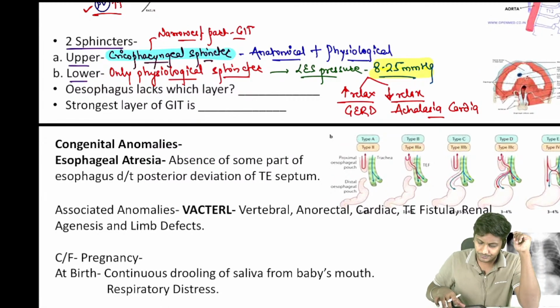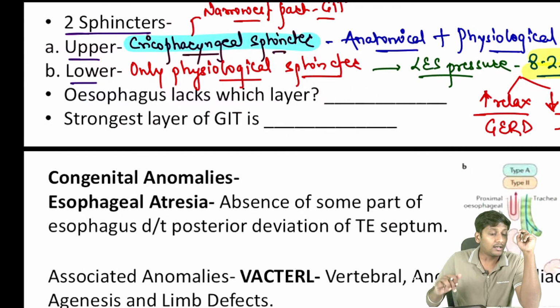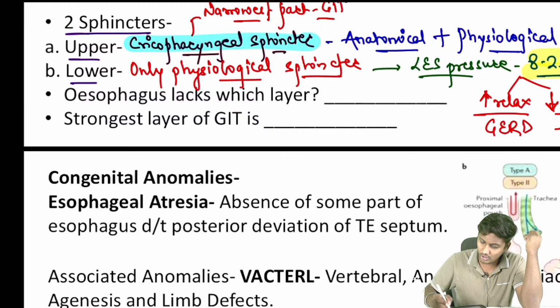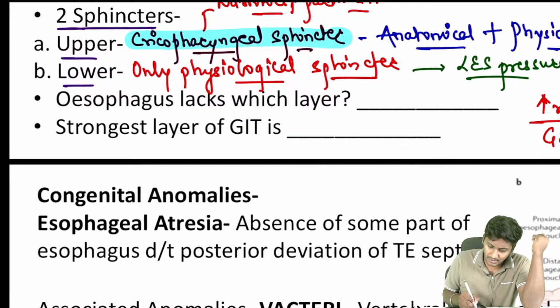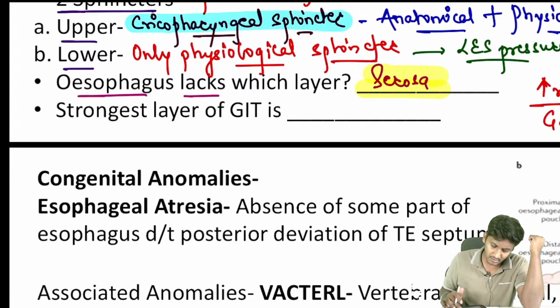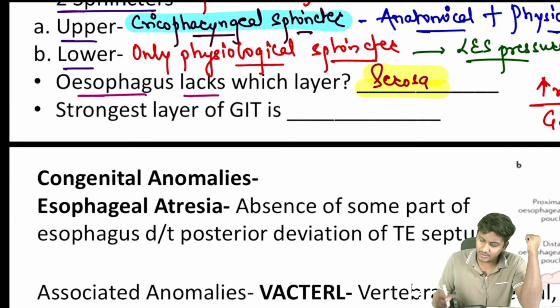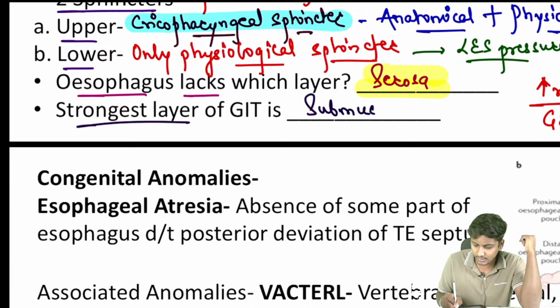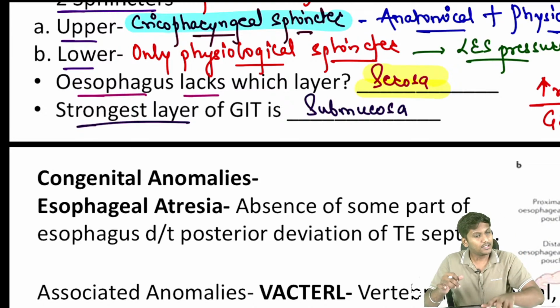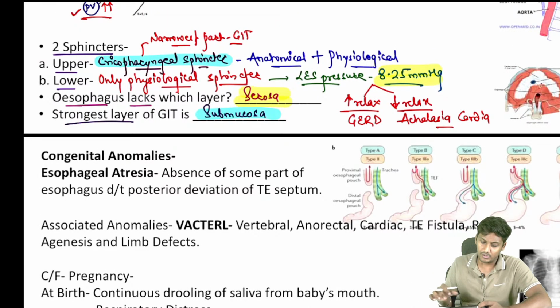Please also remember that the submucosa is absent in the gallbladder. I'll come to that when we talk about the gallbladder. So, the esophagus lacks which layer? The esophagus lacks the serosa. This has been a previous year question. Instead, we have adventitia. The strongest layer of the GIT has also been asked in a previous year question. The strongest layer of the GIT is definitely the submucosa because it is made up of a lot of fibers.